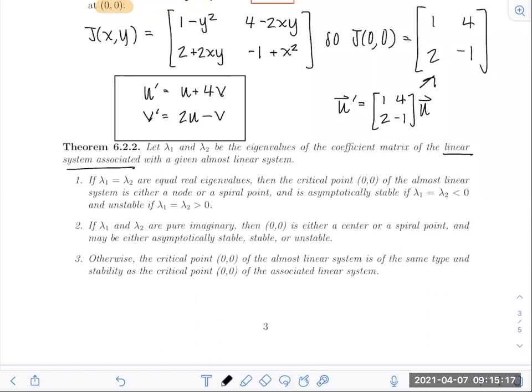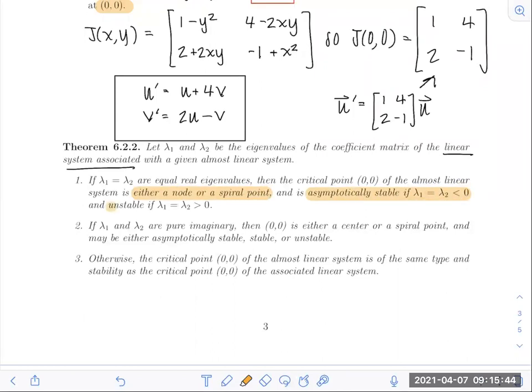And we have 3 cases. If lambda 1 and lambda 2 are equal real eigenvalues, then the critical point 0, 0 of the almost linear system is either a node or a spiral point. So we cannot for sure say which is which. And it is asymptotically stable if lambda 1 equals lambda 2 is negative.